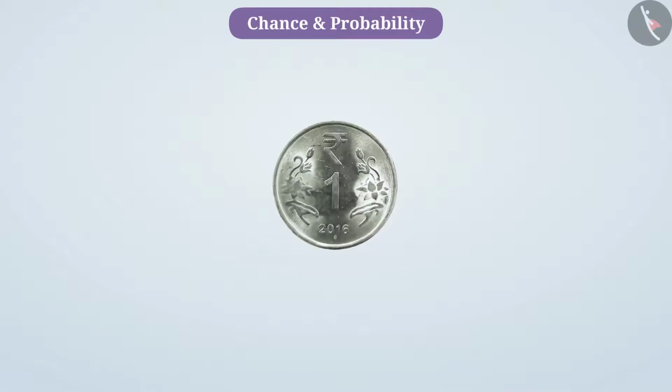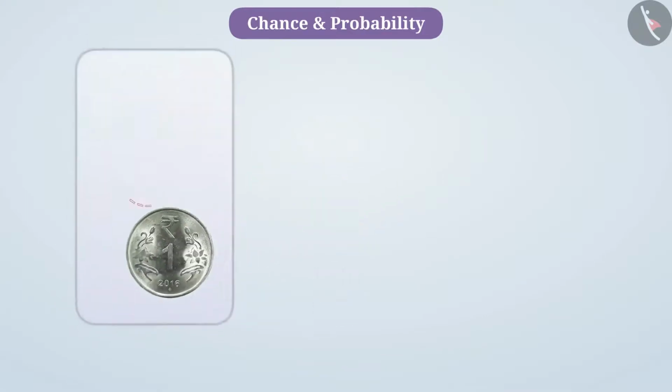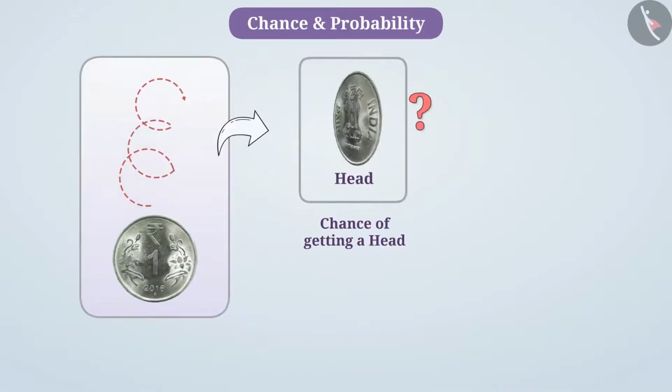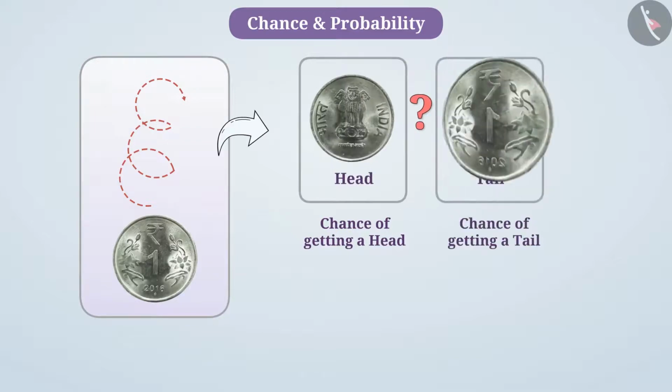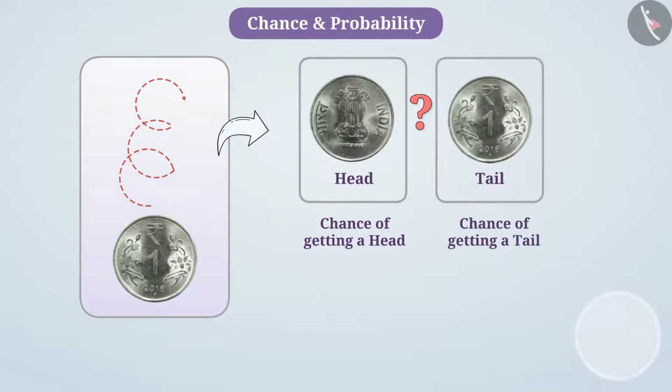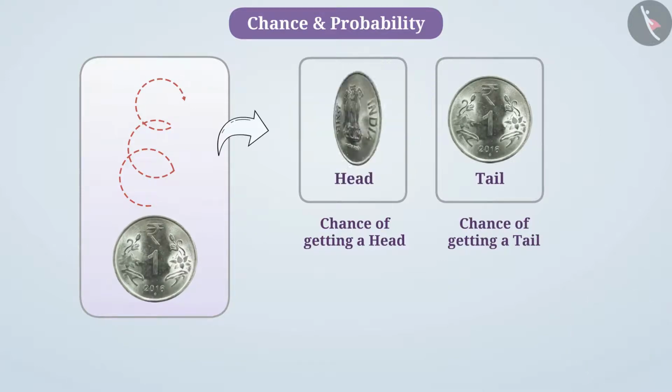Now think, if we toss a coin, whether the chance of getting a head will be greater or the chance of getting a tail will be greater. Think. On tossing a coin, the chance of getting a head is equal to the chance of getting a tail.